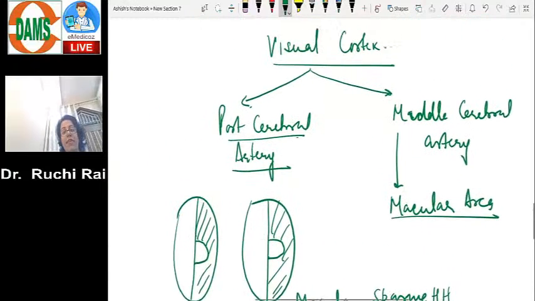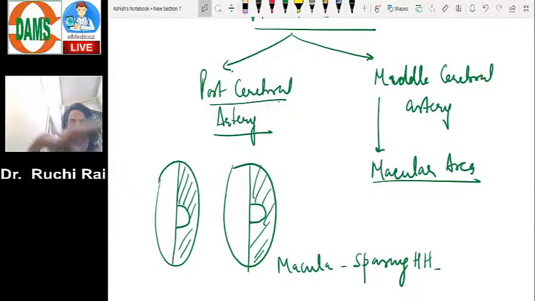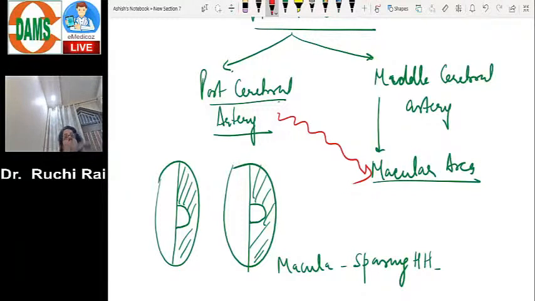Why am I not getting it with blockage of the middle cerebral artery? Because it's a dual supply. Some of the branches of the posterior cerebral artery are also supplying here. So with any vascular cause, a total macular lesion never happens, generally, in the majority of cases.